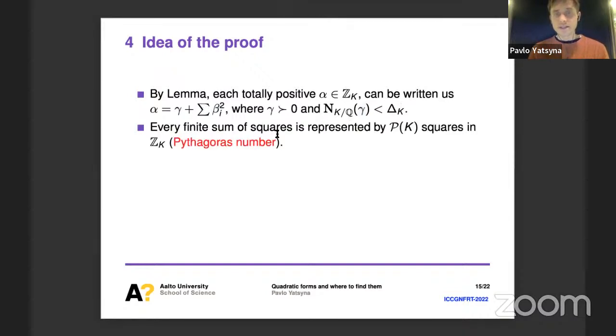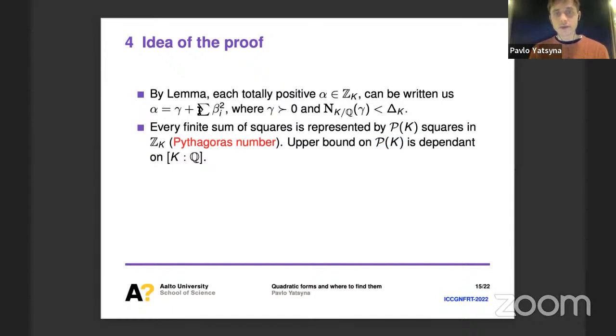So every finite sum of squares in Z_K can be represented by finite sums of squares, and this number is invariant for the number field. So the p(Z_K) is sometimes called the Pythagoras number. And we know that this number can be bounded by something which depends only on the degree of the extension. So the upper bound on this Pythagoras number is independent of the number field.